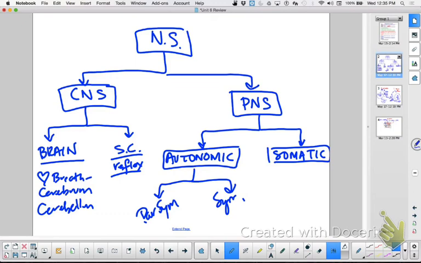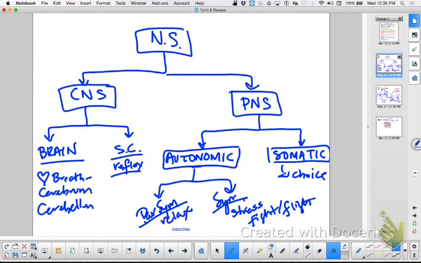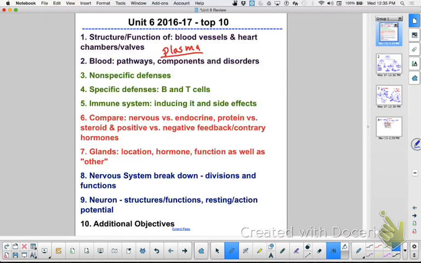Okay. In your somatic, this is about choice. I'm writing now using my somatic nervous system. My autonomic is stuff that's unconscious, I don't think about, right? Remember there was sympathetic and parasympathetic. Sympathetic is stress. This is fight or flight. And parasympathetic is relaxing, chilling on the couch. Okay, let's go back. So we did breakdown, divisions, functions, a neuron. Okay, so let's talk about the neuron.